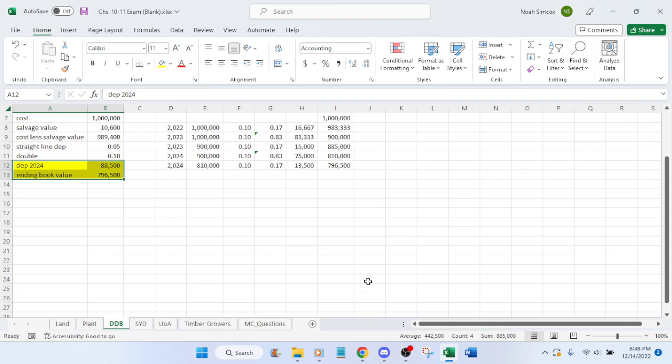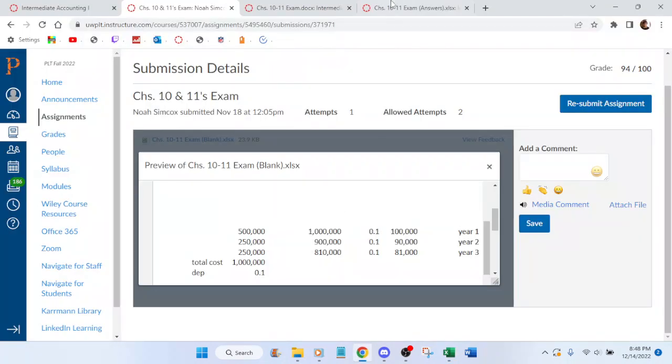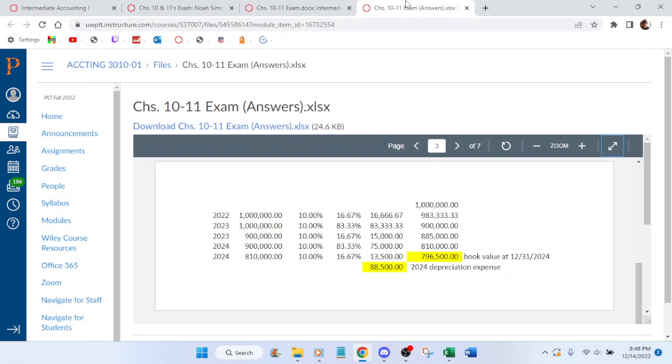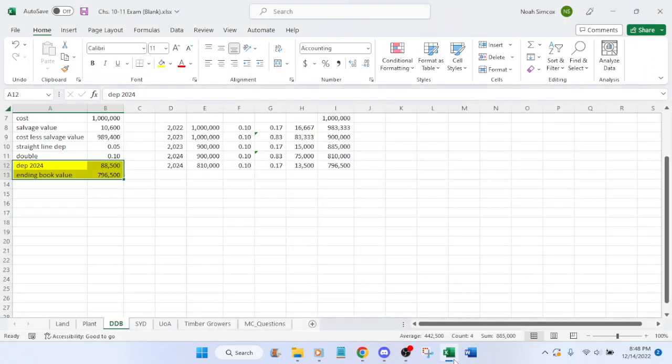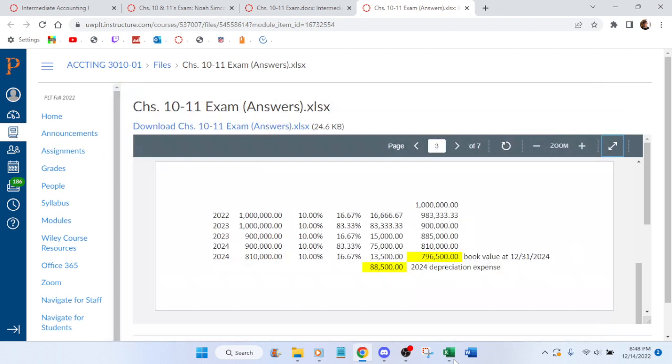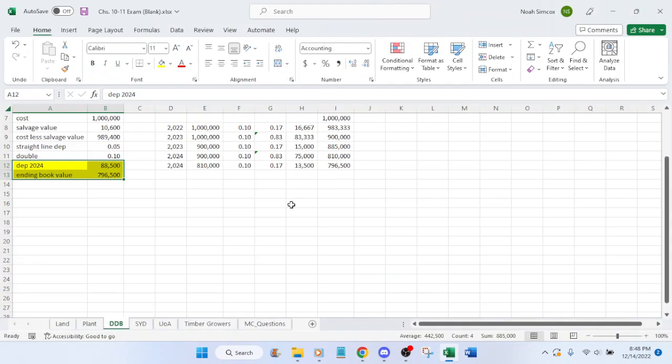The answer for depreciation for 2024 is 88,500. And the answer for the ending book value is 796,500. So I have to remember that you're only allowed to move this down for every year depreciation. I cannot make that mistake again.